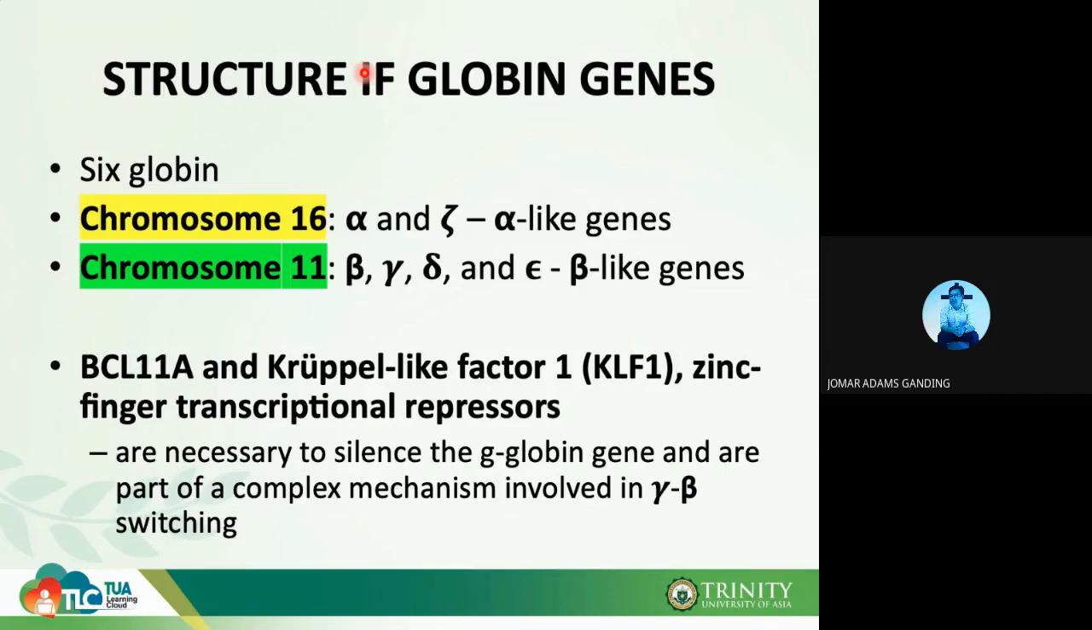So you all remember that we have six. Your alpha, we have your six. So chromosome 16 codes for your alpha and your zeta. You can find there your alpha and your zeta genes on chromosome 16. And then you can also see your beta, gamma, delta, epsilon on your chromosome 11. And did you know that chromosome 16 codes for alpha and zeta? Alpha and zeta are collectively known as your alpha-like genes, okay? And on your chromosome 11, your beta, gamma, delta, epsilon, collectively, these four are called your beta-like genes, okay? So I want you to remember alpha-like genes and beta-like genes because this will be important.